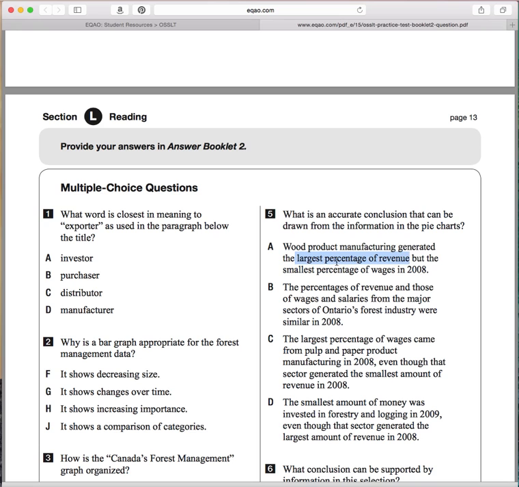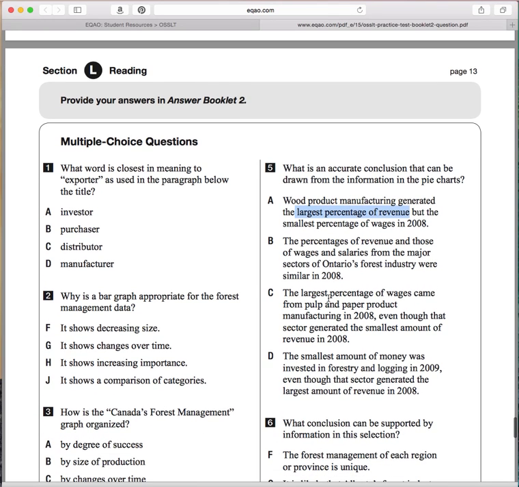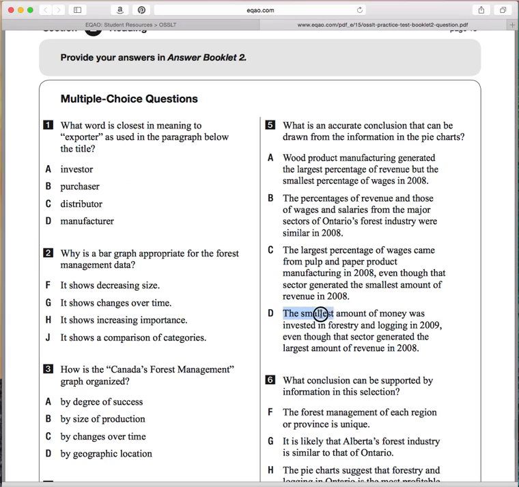Pulp and paper did. We also see the largest percentage of wages came from pulp and paper product. That's true, even though that sector generated the smallest amount of revenue. That is not true. Pulp and paper generated the largest amount of revenue. So C is incorrect.